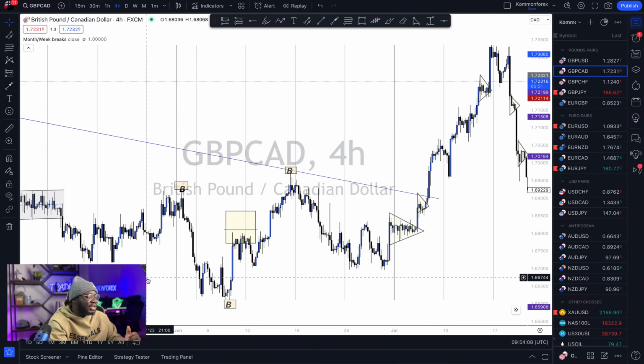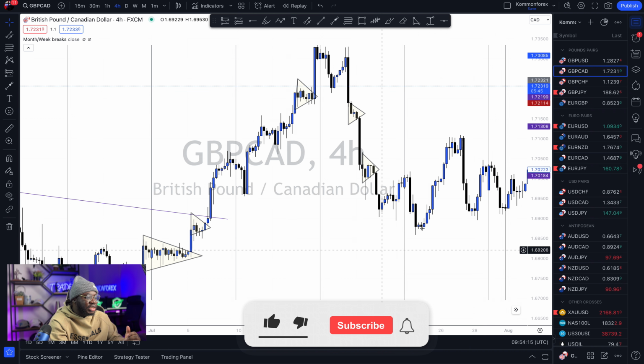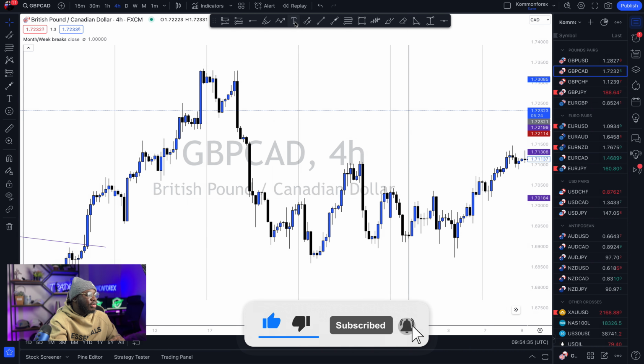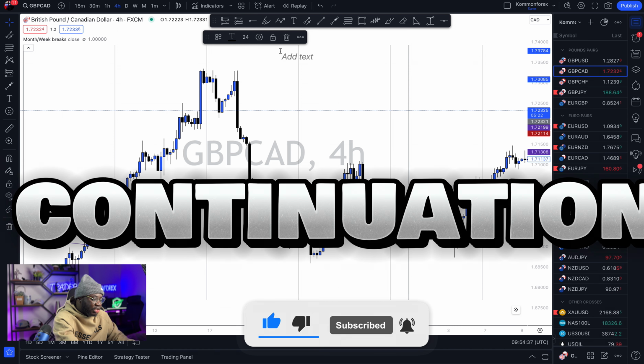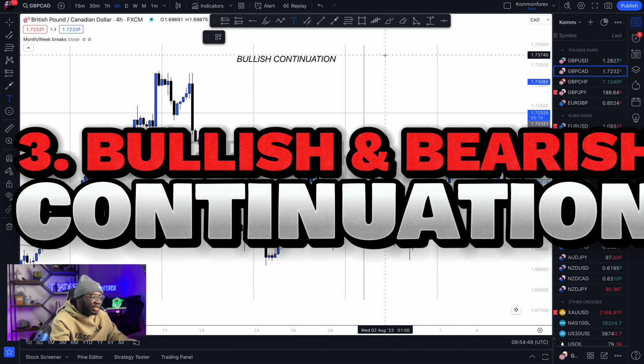Then the very last thing we're going to do, which I've talked about in so many of my videos, the bullish continuation and then the bearish continuation chart pattern. Then the very last thing we want to do before we leave here today is the bullish continuation and then the bearish continuation pattern as well.